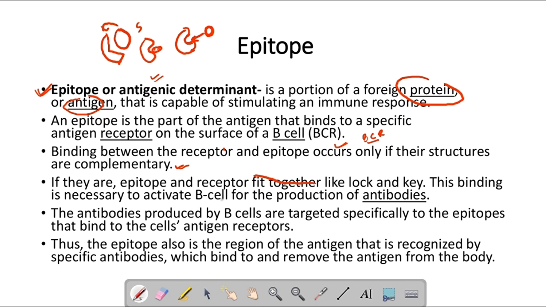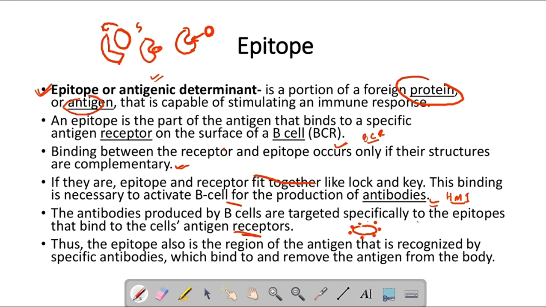If the epitope and the receptor fit together like a lock and key, as I have already discussed in the lock and key hypothesis in the enzyme where the substrate binds with the enzyme. This binding is necessary to activate the B cell for the production of the antibody. So the B cell produces antibody into the blood after this interaction. This is a part of humoral mediated immunity. The antibodies produced by B cells are targeted specifically to the epitopes that bind to the cell antigen receptors.